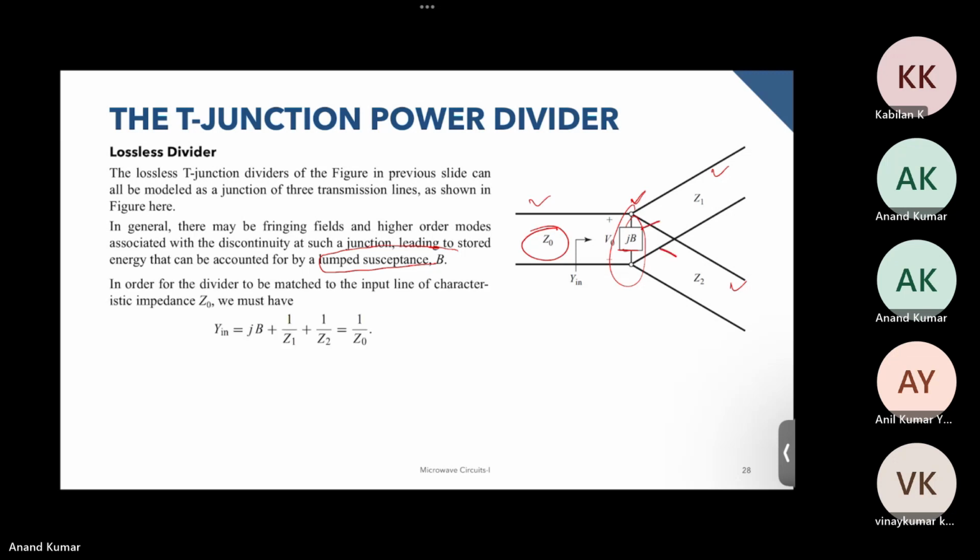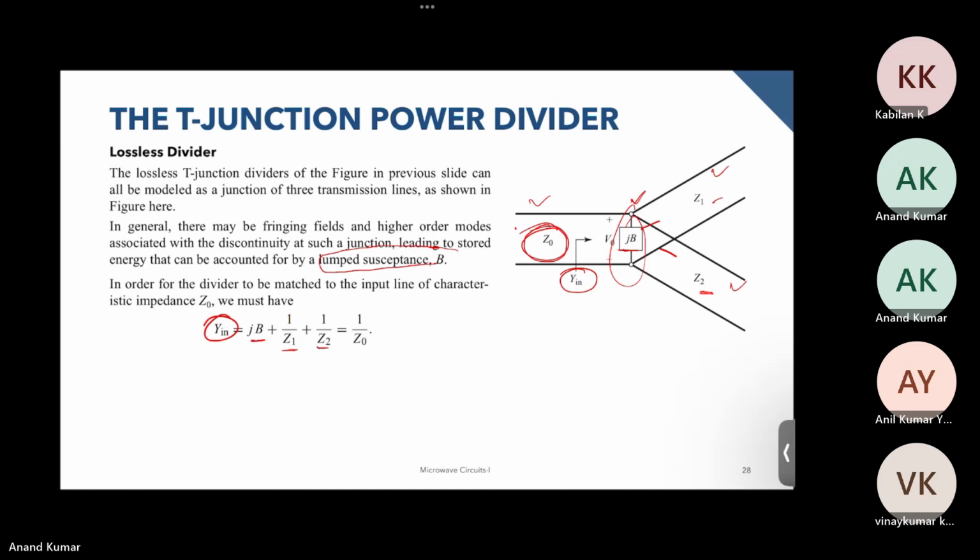parallel, we are taking the input admittance over here, and this input admittance is equal to jB plus 1 by Z1, this term over here, plus 1 by Z2, the admittance from here, and it is equal to 1 by the characteristic impedance of this first line, Z0.